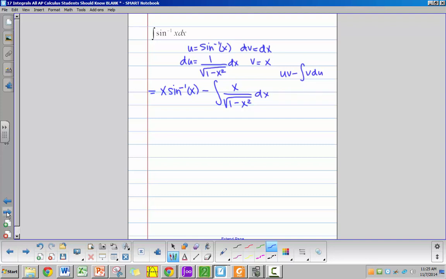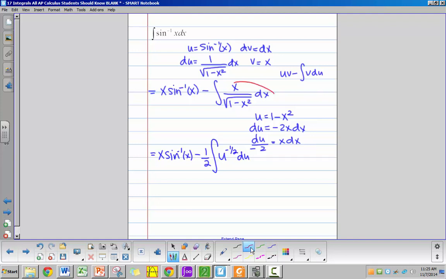And yes, we have to not only use integration by parts on this one, now we're going to use u substitution, and we're going to let u equal 1 minus x squared, because du in this case is negative 2x dx, and I have an x dx on top, so that's really nice. So rewriting this, it's going to be x inverse sine of x minus 1/2 times the integral of u to the minus 1/2 du. Because this right here is my du, and this is square root of u on the bottom, so it's really negative 1/2.